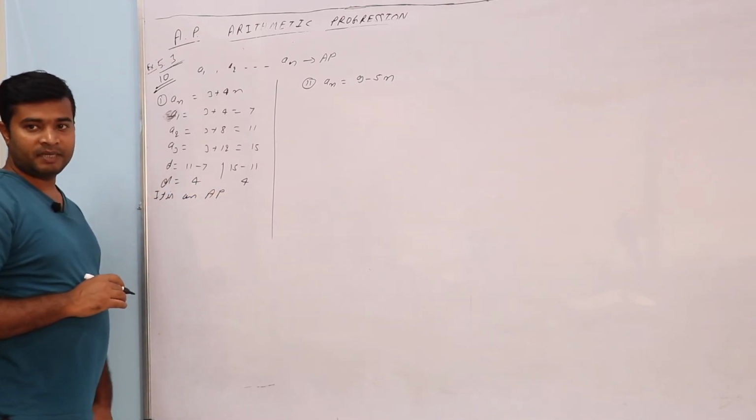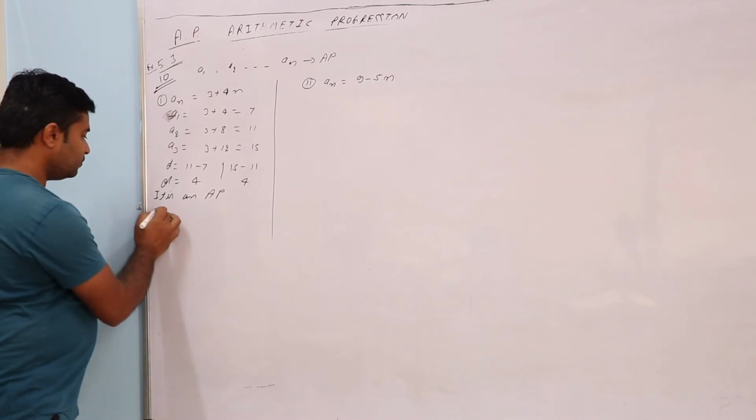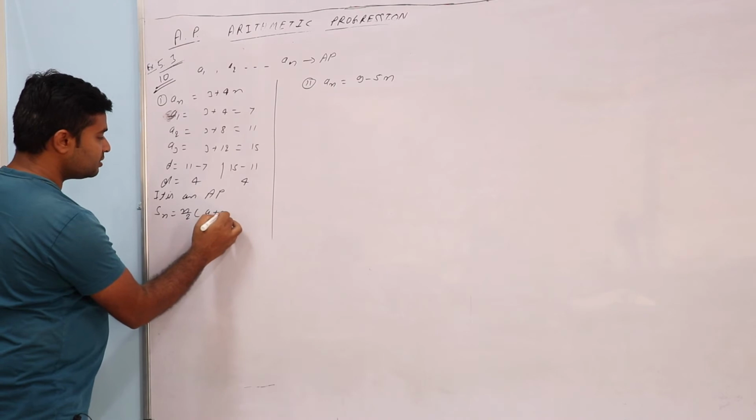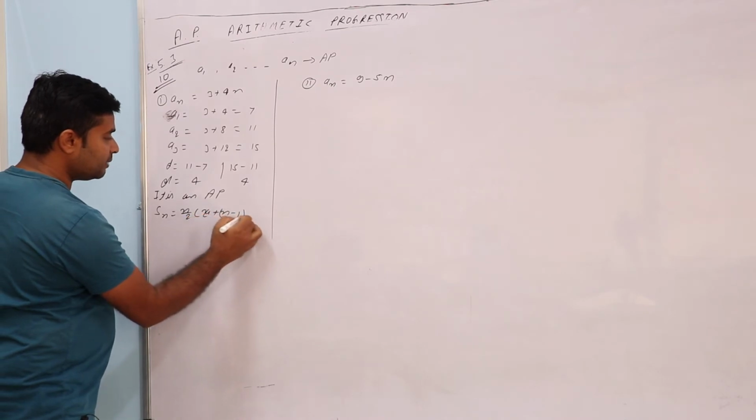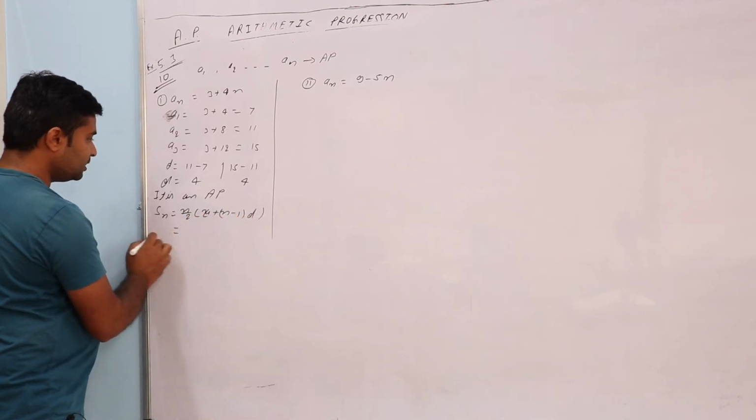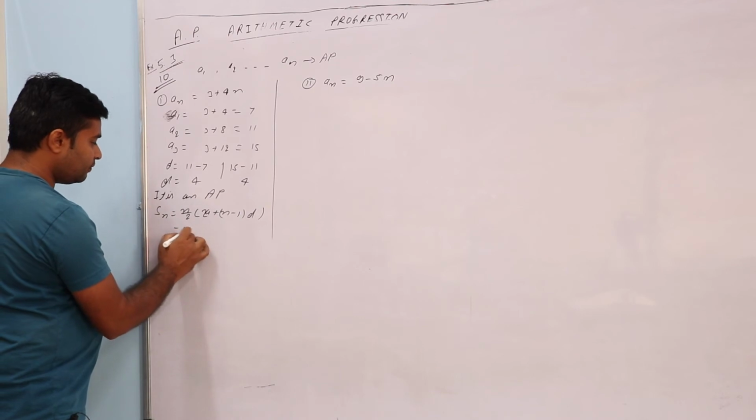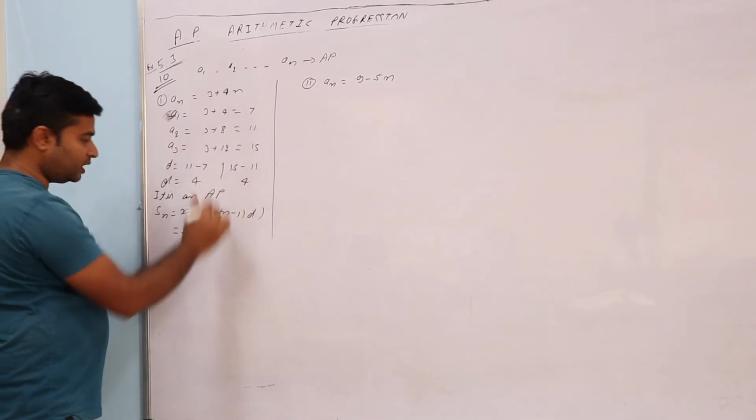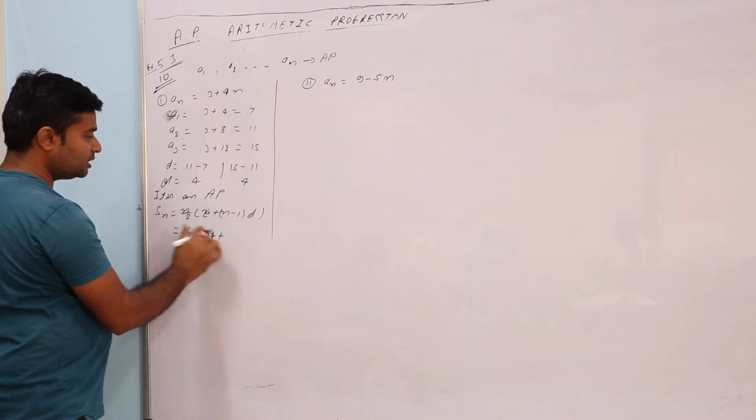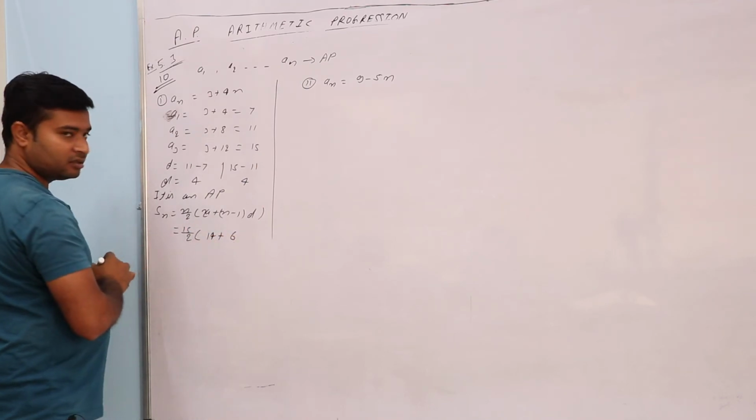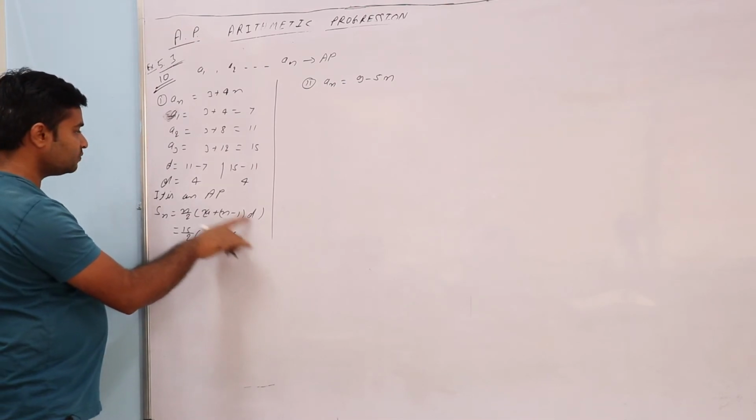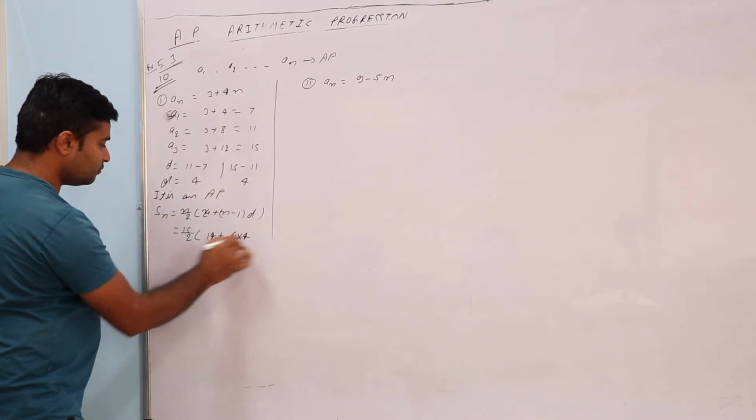Now, we are asked to find S15. Sn is equal to n by 2 into 2a plus n minus 1 into d. So S15 is 15 by 2 into 2a. A is how much? 7. So this is 14 plus 6, 7 minus 1 is 6. And d is how much? 4. So into 4.